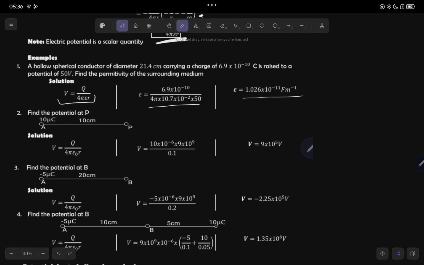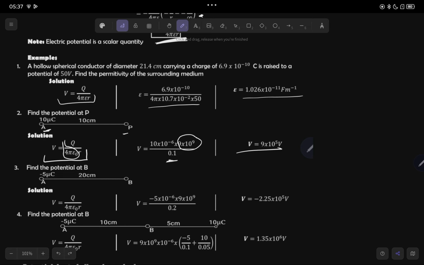Number 2, find the electric potential at P. Now at P, we only have one charge which is causing the electric potential, and the charge at A is 10 microcoulombs or 10 times 10 to the negative 6. Using the formula, electric potential is Q over 4 pi epsilon naught R. We substitute the values. 1 over 4 pi epsilon naught is 9 times 10 to the power 9. The charge Q is 10 times 10 to the power negative 6 divided by the distance in meters of 0.1 meter, and we get 9 times 10 to the power 5 volts.